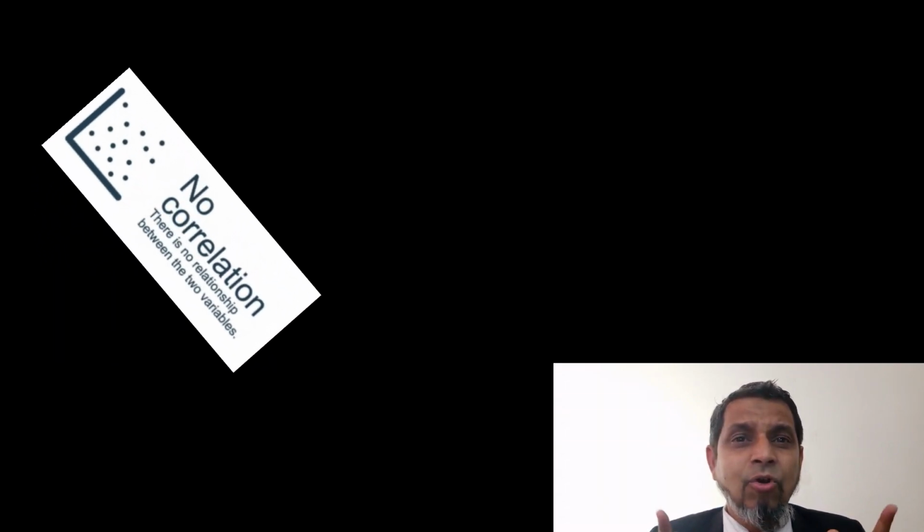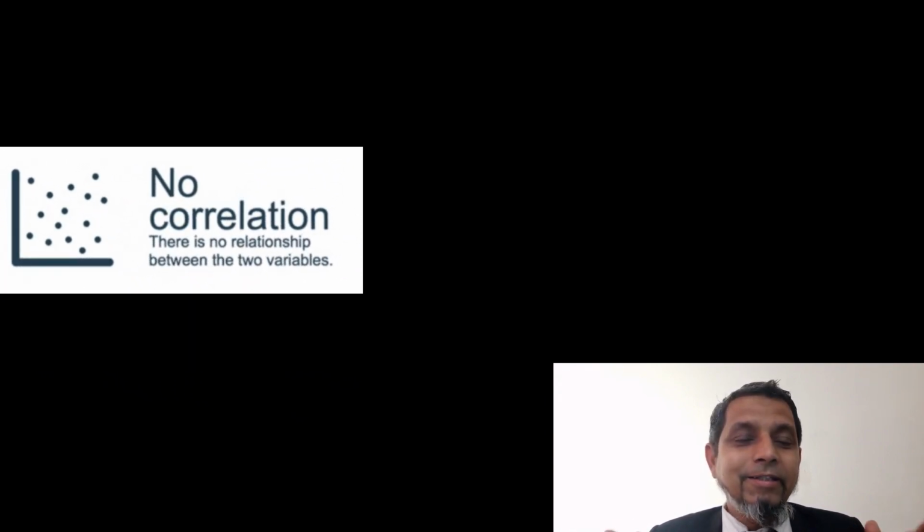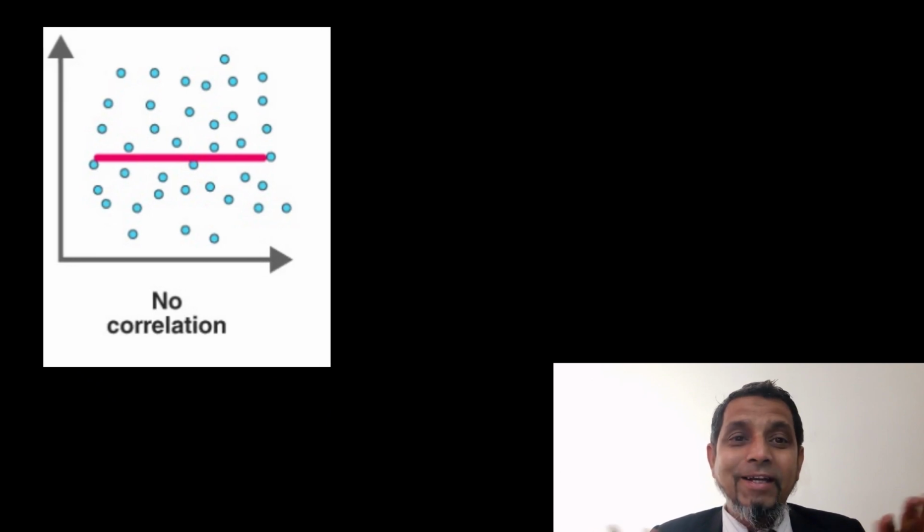Point number 3, zero correlation or no correlation. When there is no linear dependence or no relationship between the two variables, it is called the zero correlation or no correlation. Like increase in your salary, it does not improve your mental intelligence.